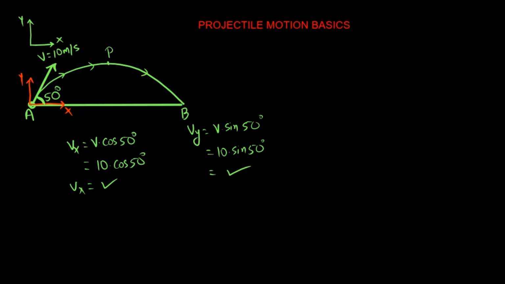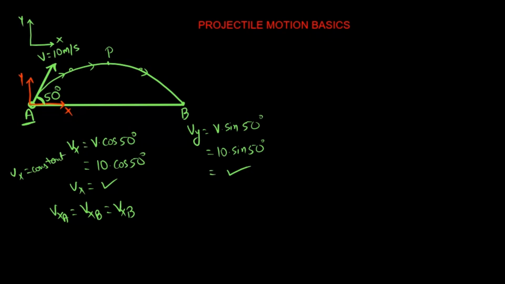Now, the horizontal motion goes from A to B, and there is no acceleration in the horizontal direction. In the x direction, there is no acceleration. If there is no acceleration, there will be no change in the velocity. So the x component of the velocity at point A is the same as the x component of the velocity at point B, or at point P or any given point. The horizontal component of the velocity stays unchanged. Velocity in x is constant.